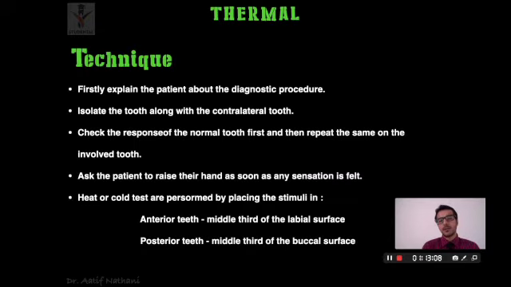In general, the thermal test is to be done like this. The first, you need to explain the patient about the diagnostic procedure, isolate the tooth along with the contralateral tooth. Obviously, you'll have to do it on the control tooth first, and then you have to do it to the affected tooth. Check the response of the normal tooth first and then repeat the same on the involved tooth. Ask the patient to raise their hand as soon as they feel any kind of sensation, which could be heat or could be pain. Heat or cold tests are performed by placing the stimulus in the middle third of the labial surface of anterior tooth and the middle third of the buccal surface of the posterior tooth.